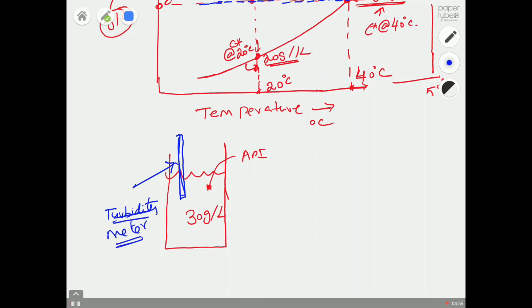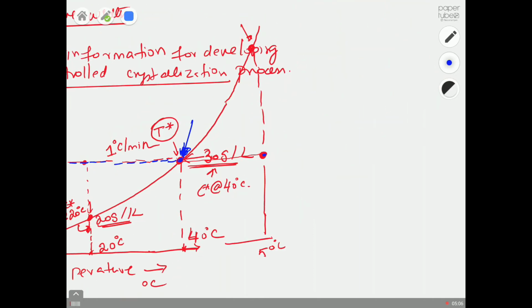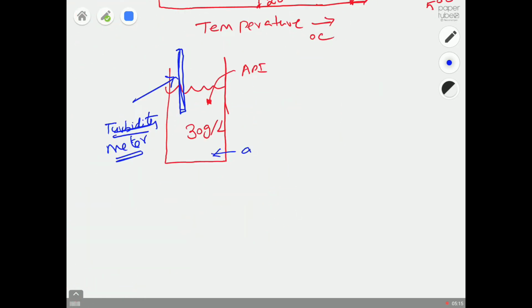So what will this turbidity meter do? Imagine you have a clear solution. You know how to make a clear solution. We heat it to 50 degrees centigrade, where you can dissolve all the 30 grams per liter, and then we cool back. When it's at 40 degrees centigrade, this solution will be a clear solution, and your turbidity meter will say there is no solid concentration, which means zero solid concentration.